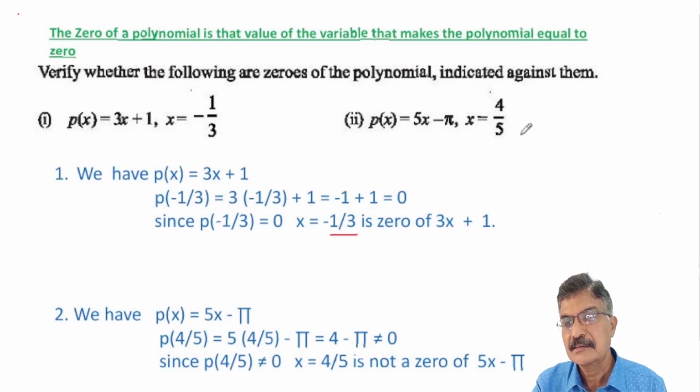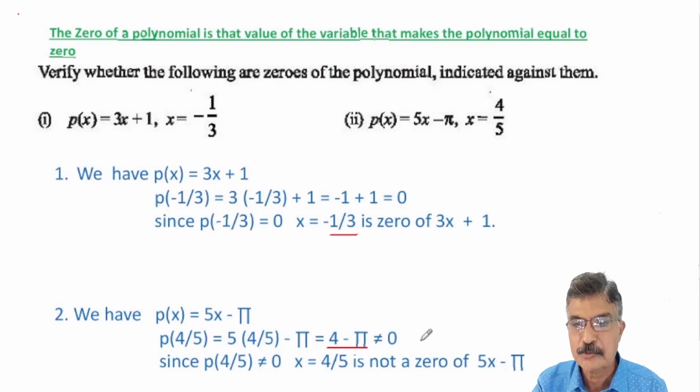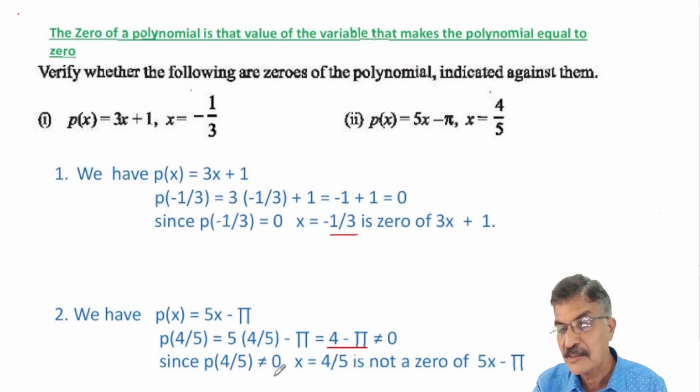Take the second one. p(x) is equal to 5x minus 5. We have to check whether x is equal to 4 by 5 is a zero of p(x). Substitute x with 4 by 5 and do the arithmetic. We will get the answer as 4 minus 5. It is not equal to 0. Since p(4 by 5) is not equal to 0, x is equal to 4 by 5 is not a zero of p(x).